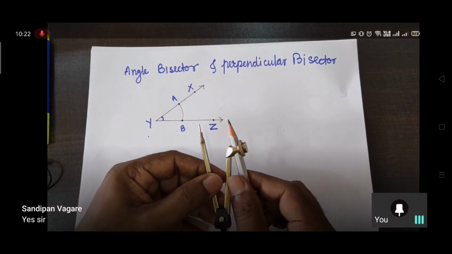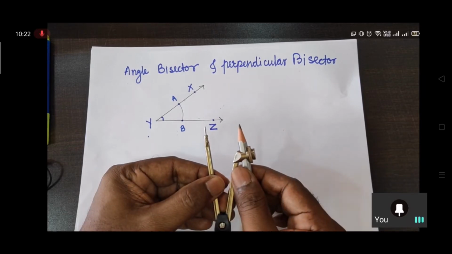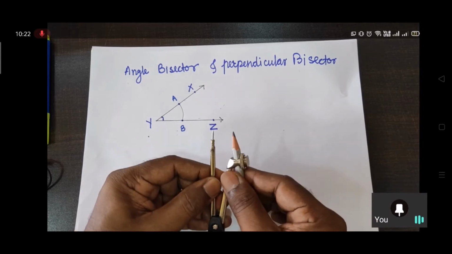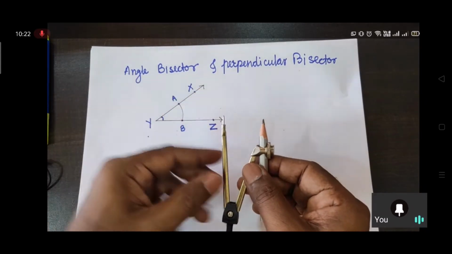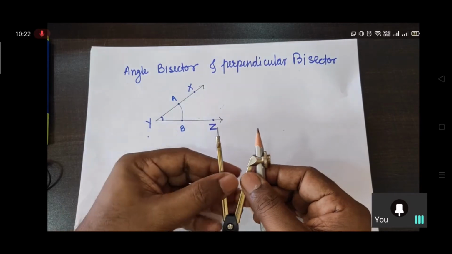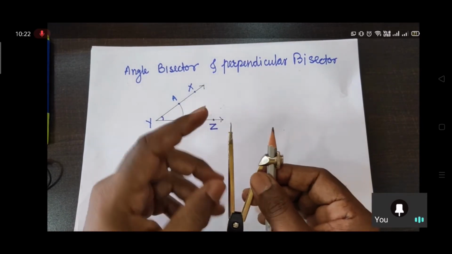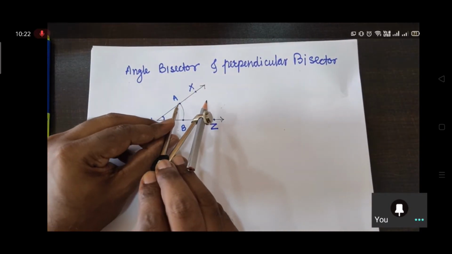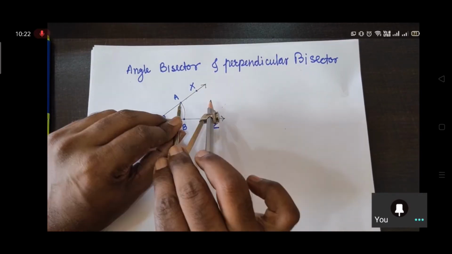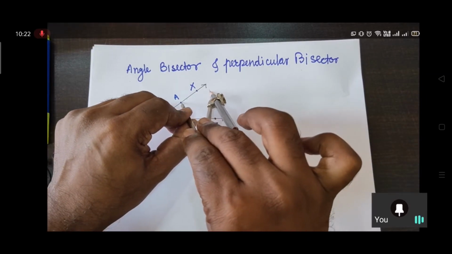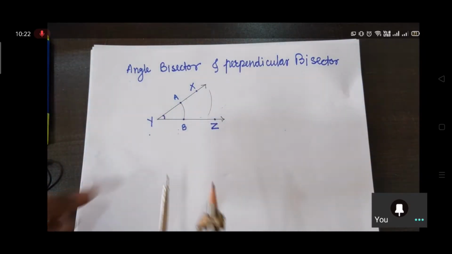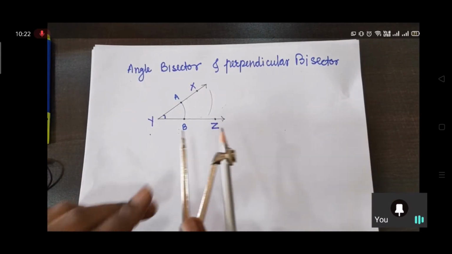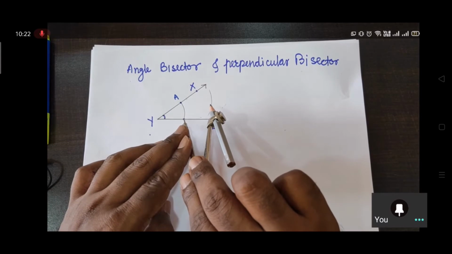Once you have finished this, the next thing is you have to increase the span a little bit. Not more, and not too small. It should be bigger than the span you took to draw this arc. Keep this pointer on point A. First you see it properly. The span should not get changed. Keep this pointer on B and you have to cut this arc.